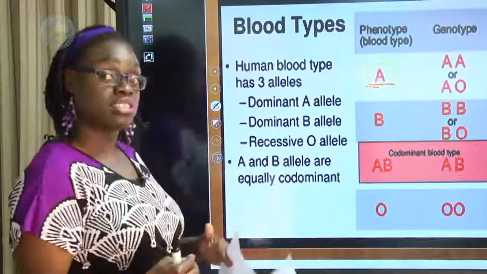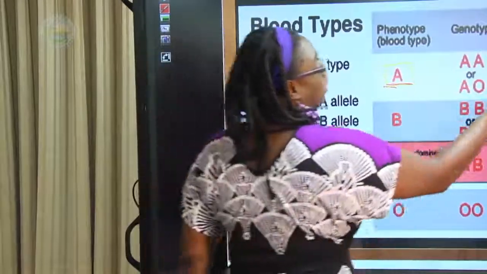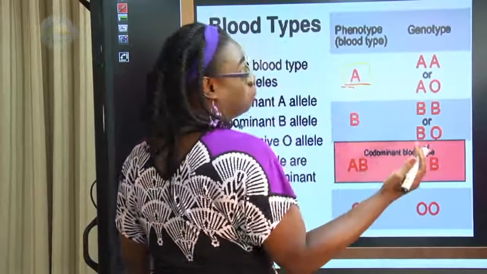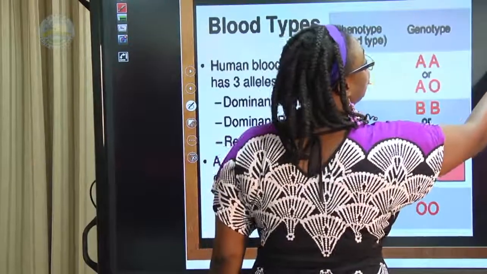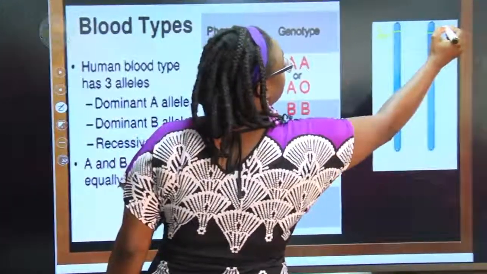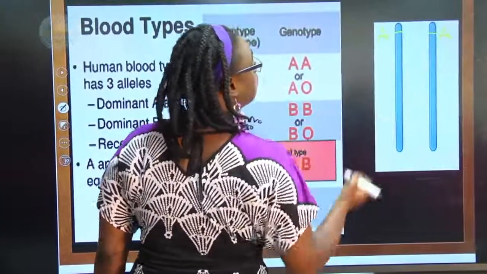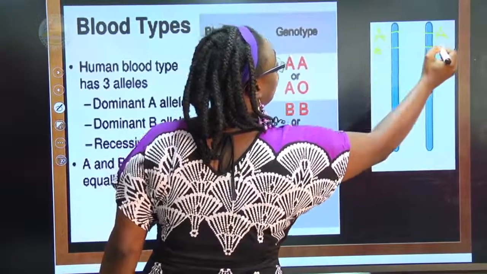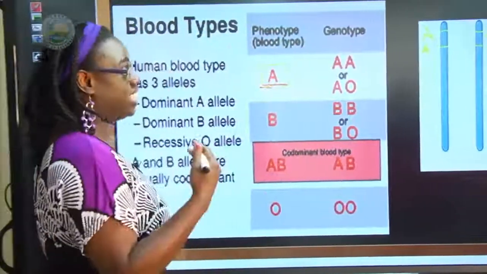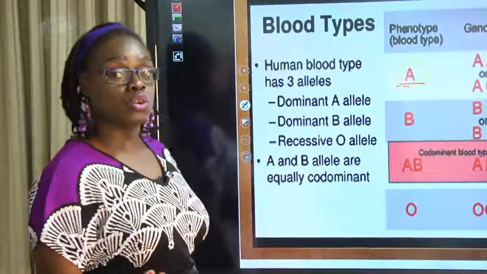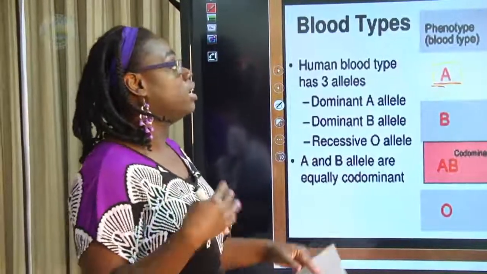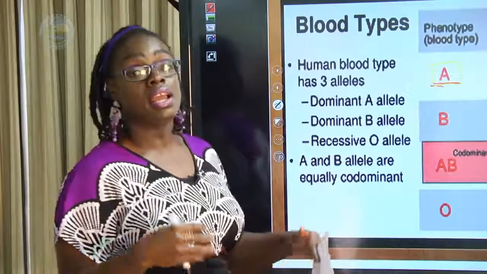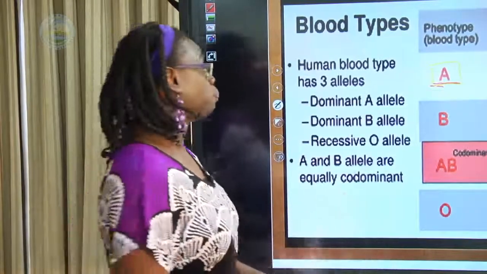However, your genotype, what is on your genes, where your blood type gene is found, you can either be capital A, capital A, or you can be capital A, O. Because A is dominant to O, your genotype will be AO, and your phenotype will be blood group A.